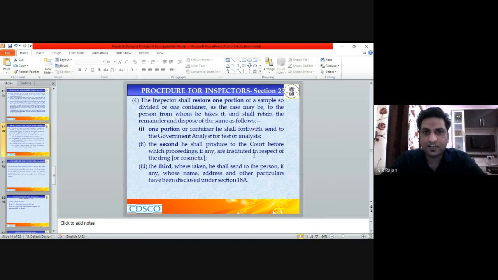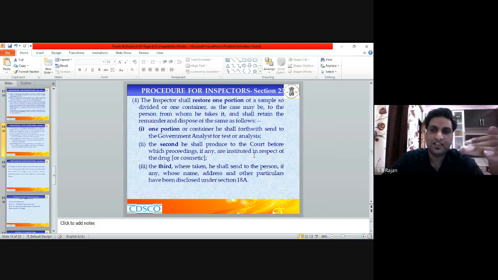Further, the inspector shall store 1 portion of the sample. This is the procedure for sampling of the drugs. Out of the 4 portions, he will store 1 portion of the sample so divided, or one container, as the case may be, to the person from whom he takes it. One sample is stored with the person from whom he has taken it.